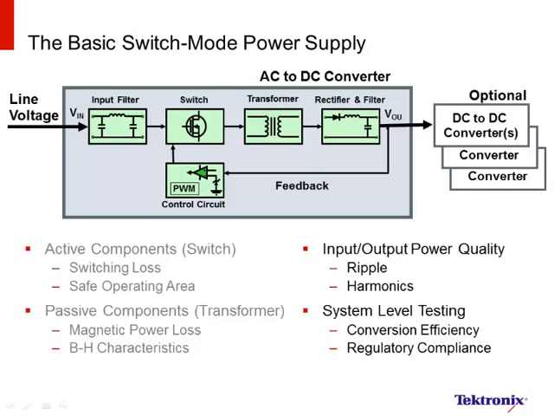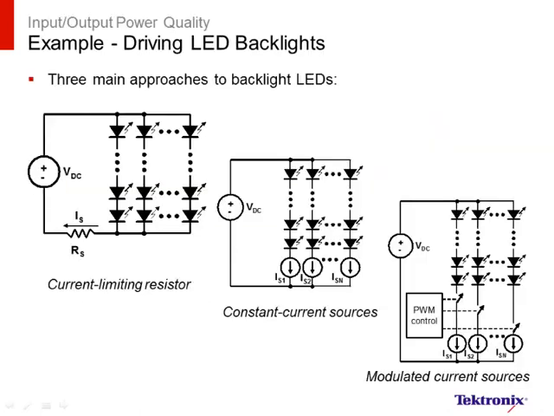So far we've discussed power measurements at the component level inside power electronics converters. Now we're going to take a look at overall power quality and system level testing. As an example of the measurements to be made at the output of power converters, consider how LEDs, including LED backlights, are driven. There are 3 main approaches to providing the controlled DC current through an LED.